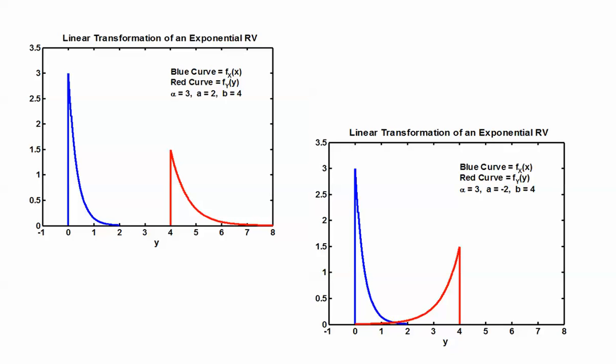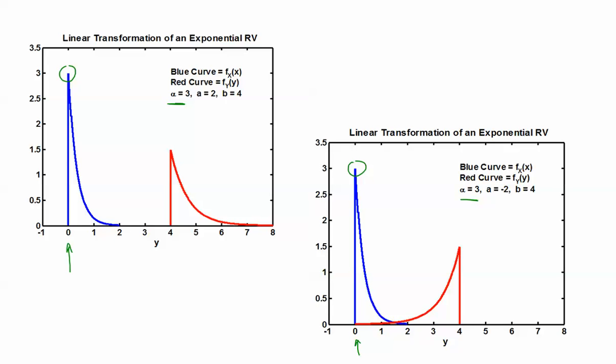The blue curves are my initial exponential random variable under the condition that alpha is 3 in both cases. So you'll notice that the peak of my initial exponential curve is 3 in both cases. All right. My initial exponential random variable turned on at x equals 0.